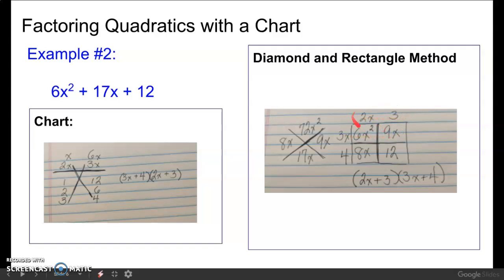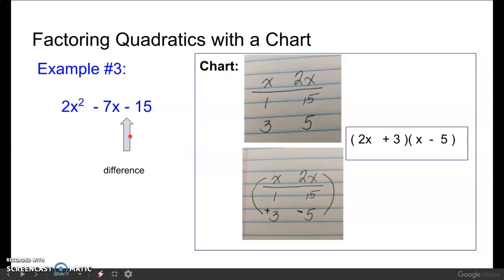All right, for this though, each one is a set of parentheses, so I put this one here, 2x plus 3, and then 3x plus 4. And then you can see this is the same answer. It does not matter that they're written in different orders. These two are the same thing, right? So this one's using the chart method, and this one's using the diamond and rectangle method.